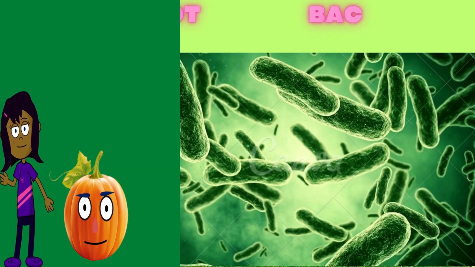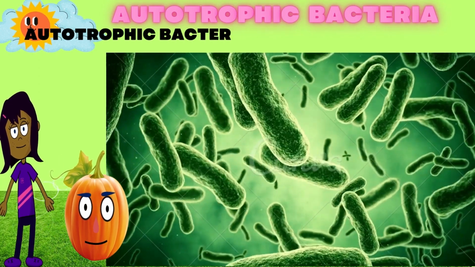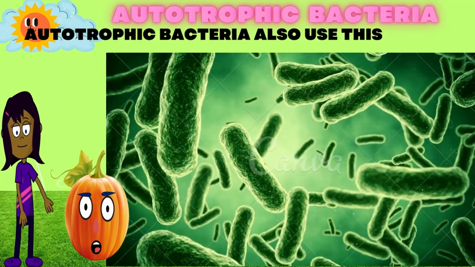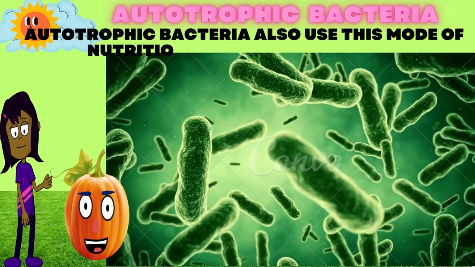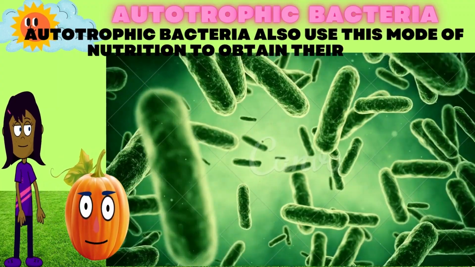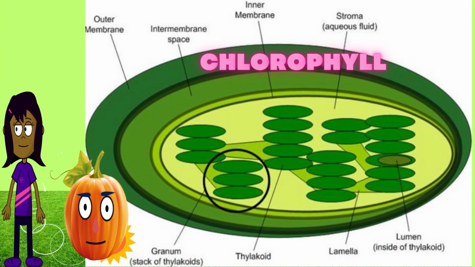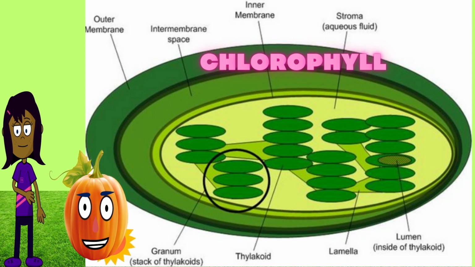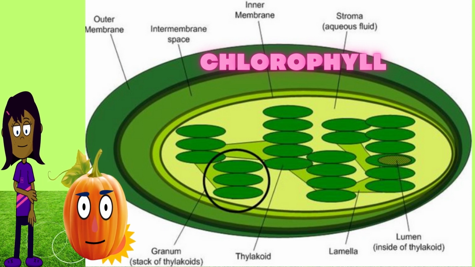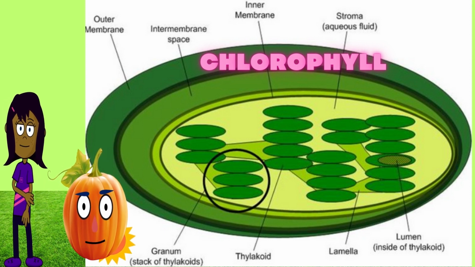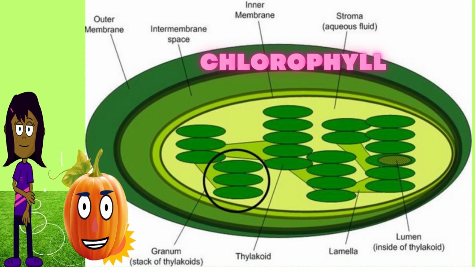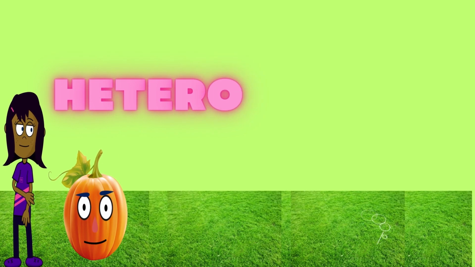Autotrophic bacteria also use this mode of nutrition to obtain their food. All green plants are autotrophs that use photosynthesis to produce their own food. Chlorophyll, a green pigment, is present in all autotrophic organisms and traps sunlight energy. Autotrophs are organisms that can make their own food from carbon dioxide and water. Let's move on to heterotrophic nutrition.